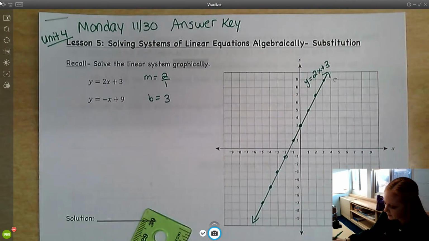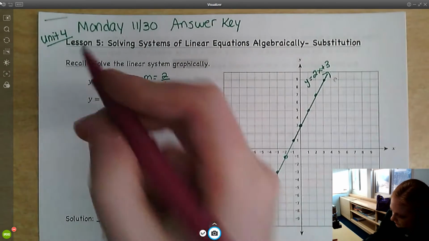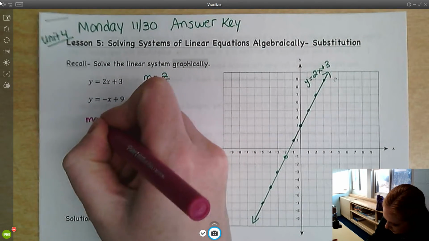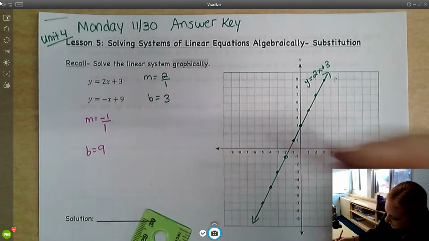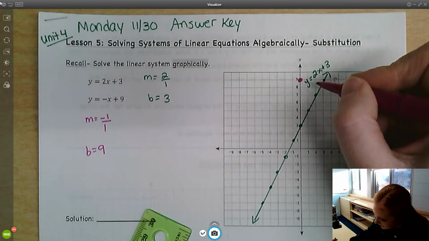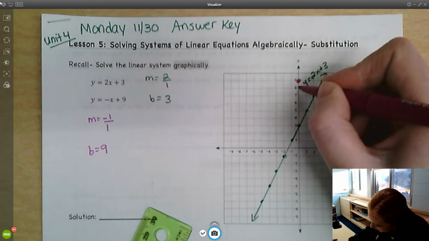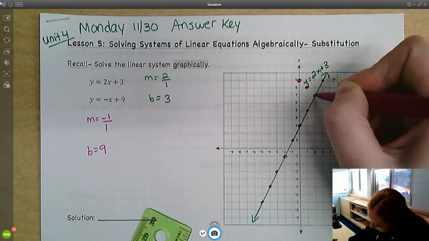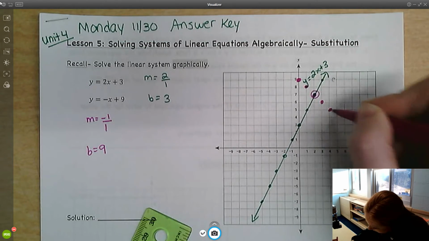Okay, now I'm going to graph the second one. We'll do that in a different color. Here our m is negative 1 over 1, and our b is 9. So I'm going to begin at 9 on my y-axis, and my slope is negative 1 over 1. So I'm going to move down 1, right 1, down 1, right 1. Bingo, down 1, right 1, down 1, right 1.